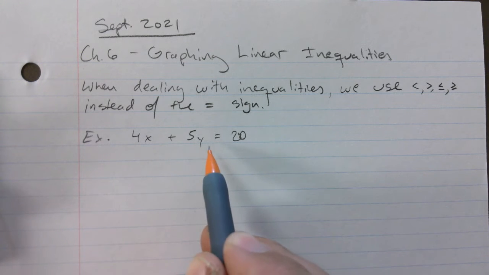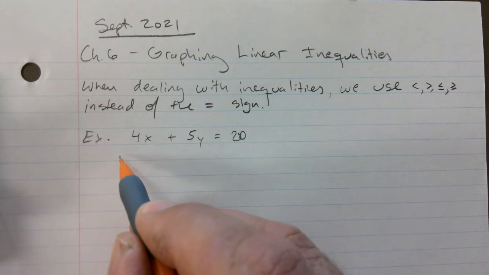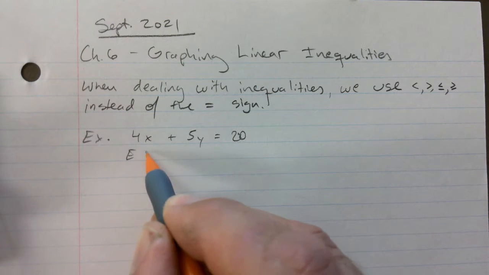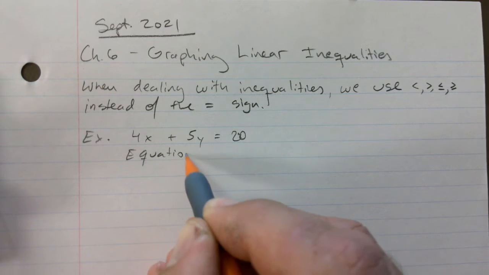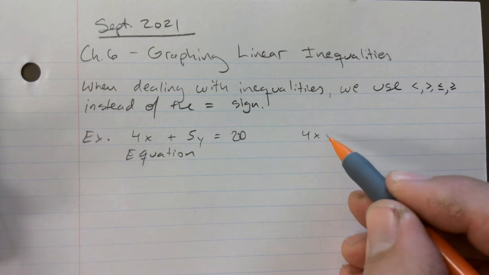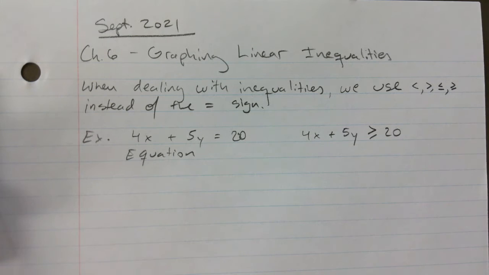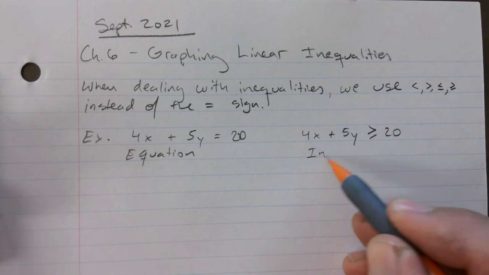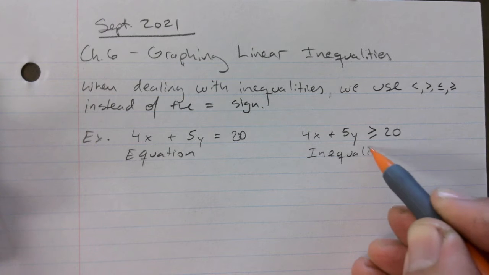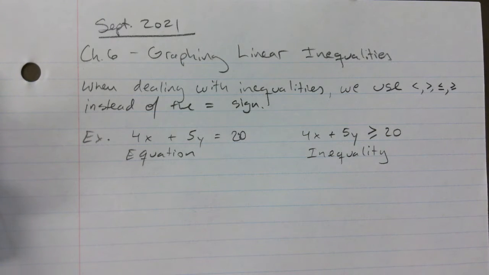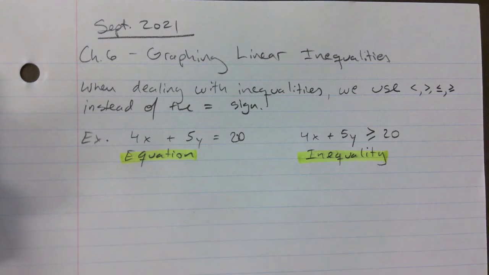If you see 4x plus 5y is equal to 20, that would be an equation, okay? Let's put it right next to it and say 4x plus 5y is greater than or equal to 20. This is an inequality. They're both linear, and they do the exact same thing. They work with inequalities in pre-cal as well, pre-cal 11. Okay.